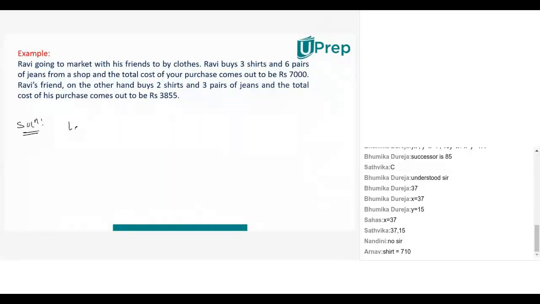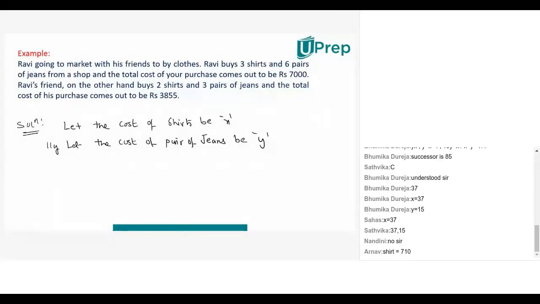Let the cost of shirt be X. Similarly, let the cost of pair of jeans be Y. Let us assume the cost of shirt be X, and let the cost of pair of jeans be Y.